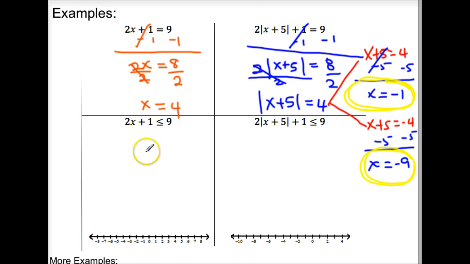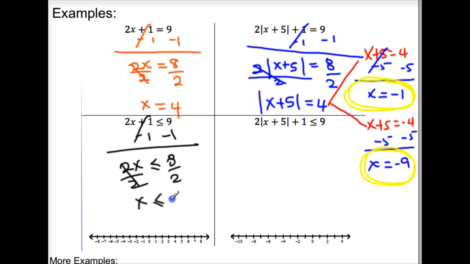Now let's look at a simple inequality. Here I will again minus 1 on both sides. Cancel. 2x is less than or equal to 8. Divide by 2. X is less than or equal to 4.